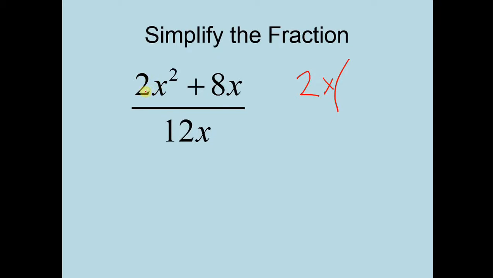So 2 divided by 2, that's 1. I have 1x. I took 1x out. I'm going to have 1x left over, right? And then 8 divided by 2, that's 4. So I'm going to have x plus 4, right? No x's, because I already took that x out. Let's do the bottom here.